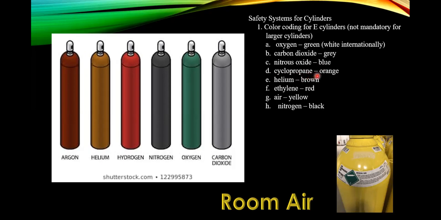Cyclopropane is orange. Helium is brown. Ethylene is red. Air, regular medical air, is yellow. And nitrogen is black. See, this nitrogen should be black on here, but it's kind of dark gray. These are the color codes of the E cylinders.